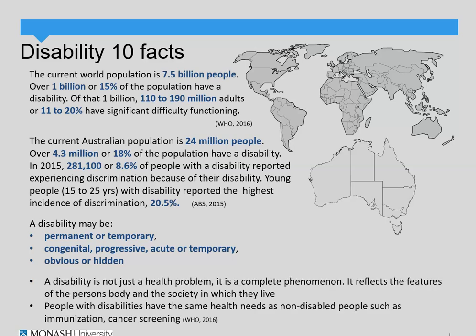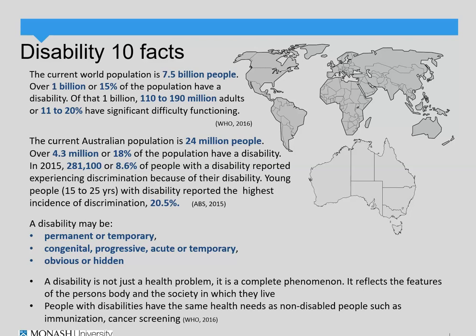So a disability is not just a health problem. It's a complete phenomenon. It reflects the features of the person's body, but also the society in which they live. So somebody may have a physical disability, but how that impacts on their life actually is determined by the society in which they live and the support structure and the acceptance of someone who has a disability. And just the final piece of information for you is that people with disabilities have the same health needs, if not in some cases more health needs, than someone without a disability.